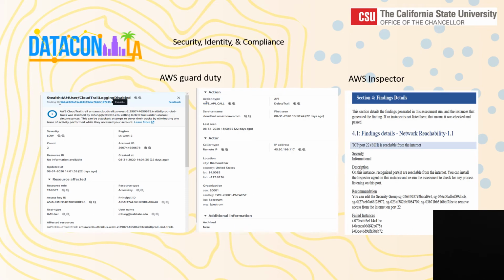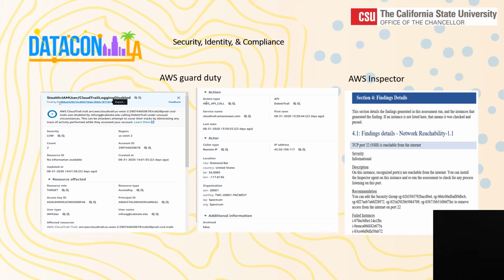The second area is security, identity, and compliance. In this area, we use GuardDuty to detect any threat of malicious activity and unauthorized behavior to protect our AWS accounts, workloads, and data stored in S3. Detailed finding reports are analyzed to resolve any threat behavior.